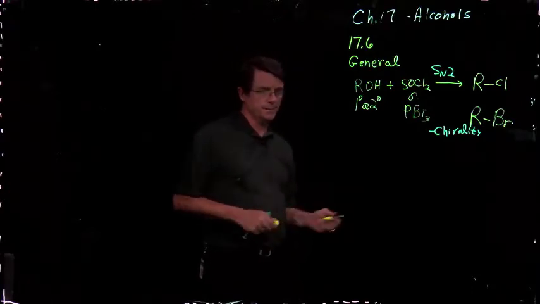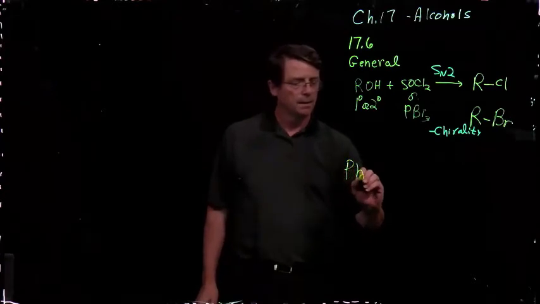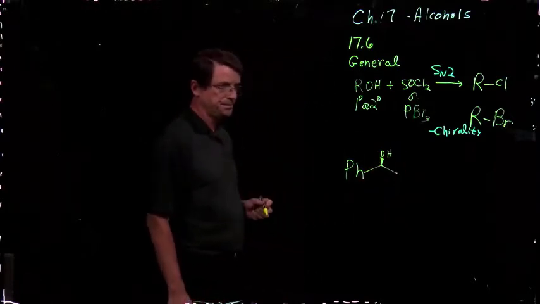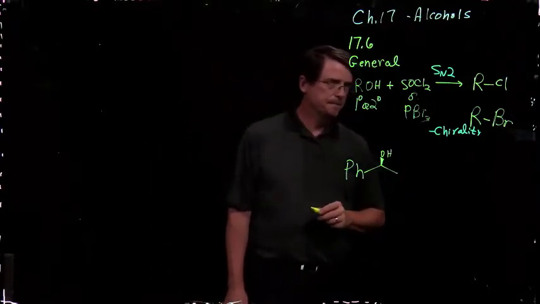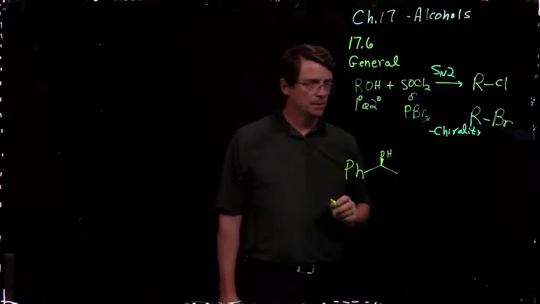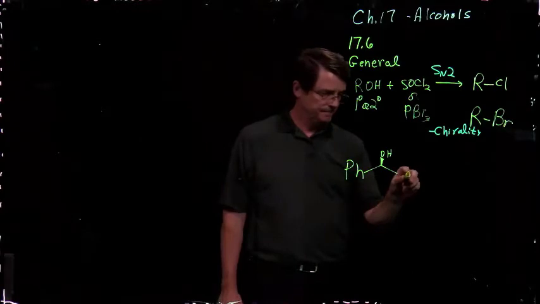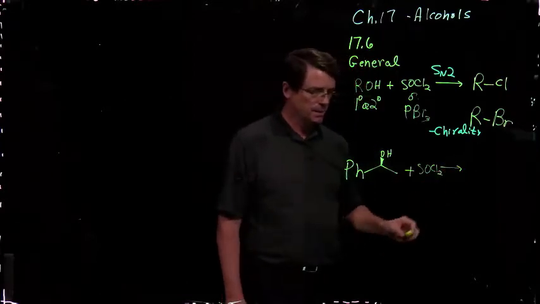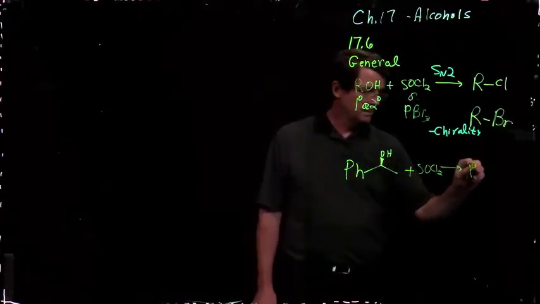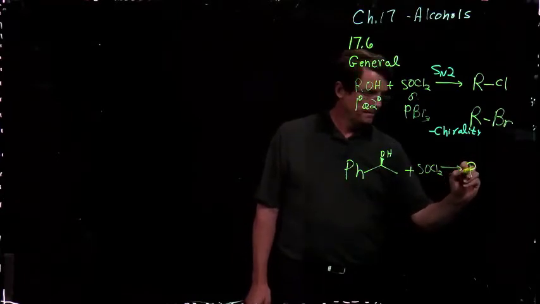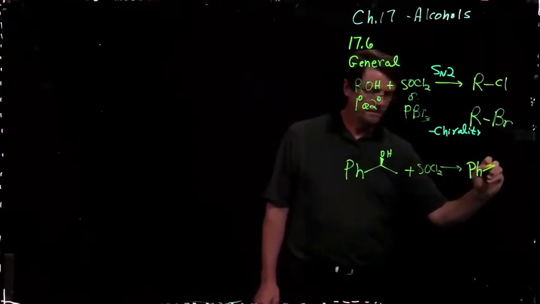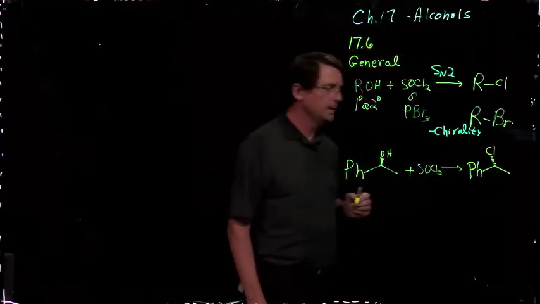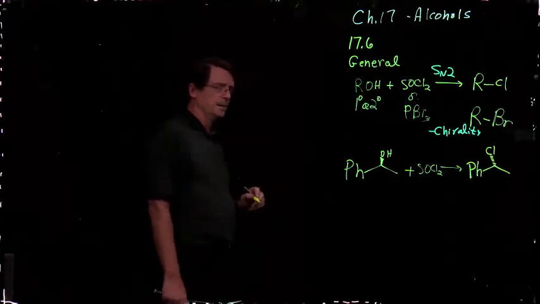So now let's look at a specific example. We'll take a chiral phenethyl alcohol. If we treat this with thionyl chloride or tribromophosphine, and we'll start with SOCl2, we produce, since it's an SN2 reaction, an inversion of configuration. Now, how does that occur?